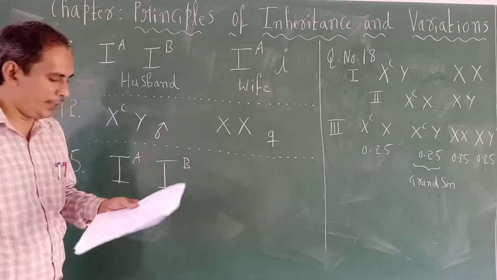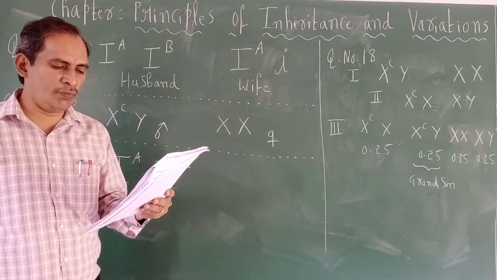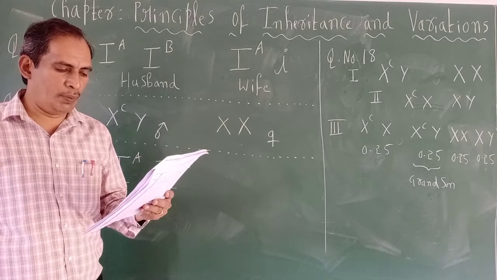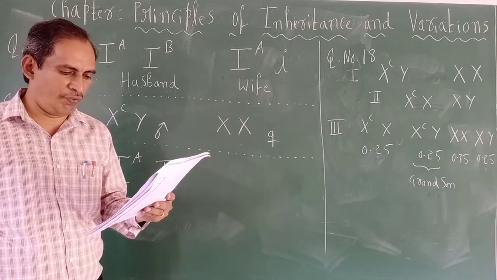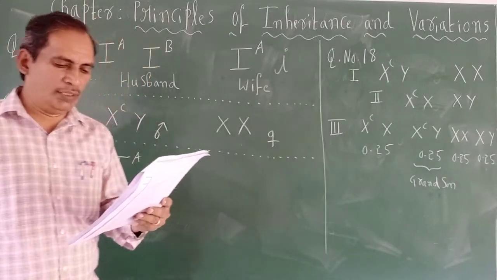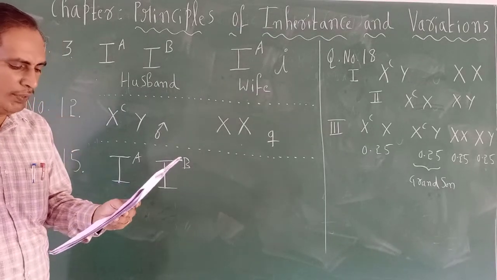Let us move to the next question, 21st question. A man whose father was colorblind marries a woman who had a colorblind mother and normal father. What percentage of male children of this couple will be colorblind? Okay, so what is given in the question?